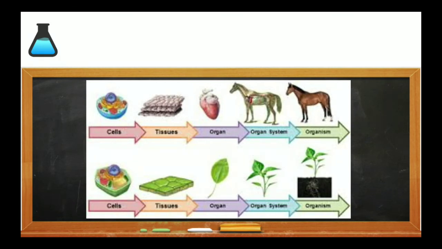Tissues can form organs. Organs are units that carry out specific life functions. So here we have a heart and a leaf. The heart helps transport materials through an organism, and the leaf helps the plant produce energy by photosynthesis. Organs can work together in organ systems like the cardiovascular system, and organisms are composed of a set of various organ systems.